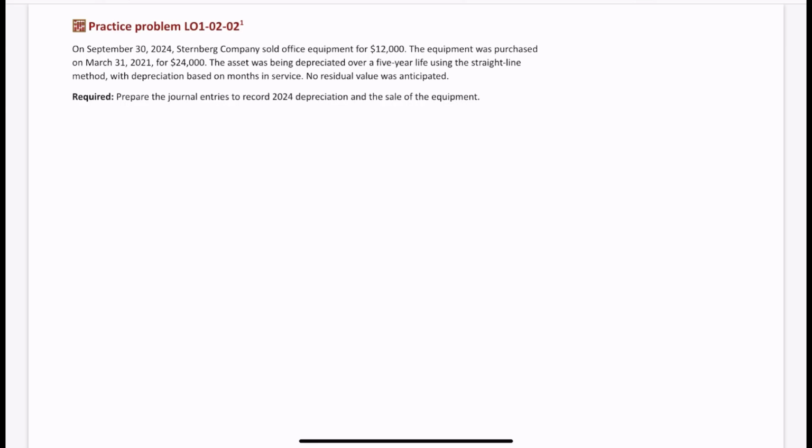In this problem, we have a couple things going on. If we just read this here, on September 30th, 2024, Sternberg Company sold office equipment for $12,000. The equipment was purchased on March 31st, 2021. So they bought equipment on March 31st, 2021. They sold it a few years later on September 30th, 2024. They bought it for 24, they sold it for 12.